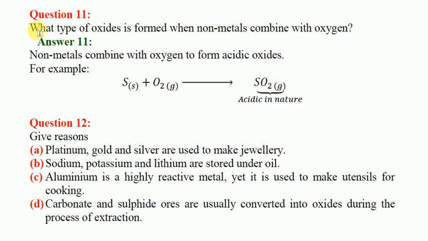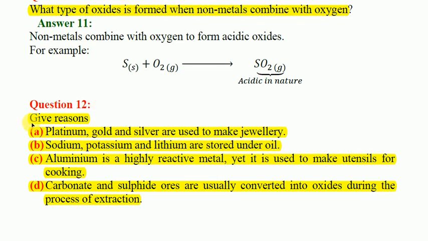Next question: what type of oxides are formed when non-metals react with oxygen? During the combustion process, non-metals react with oxygen and form non-metal oxides only. Look at solid sulfur reacting with oxygen: it forms sulfur dioxide, which has an acidic nature. Generally, non-metal oxides are acidic in nature, and metal oxides are basic in nature.